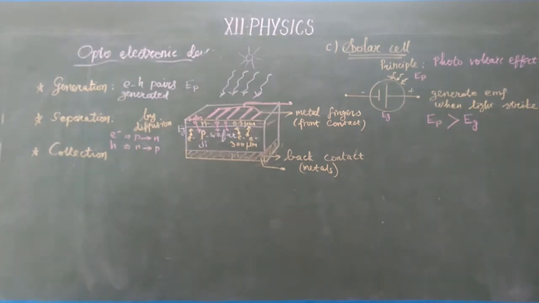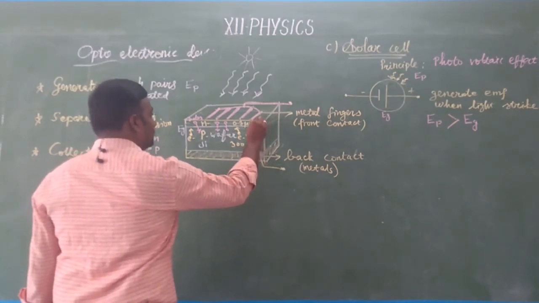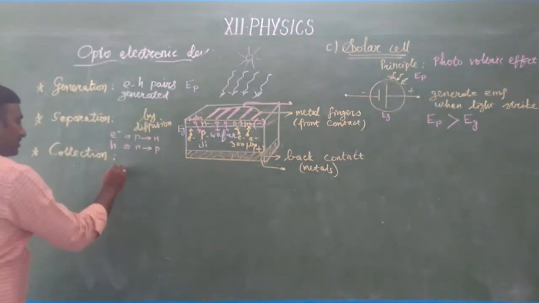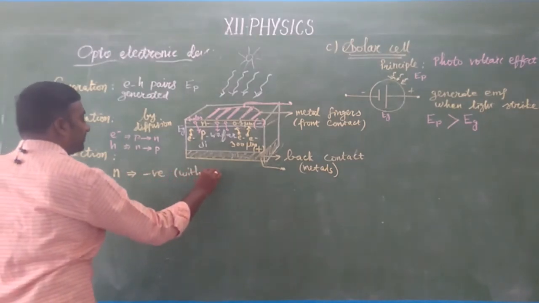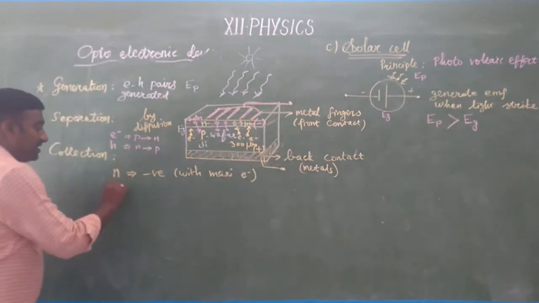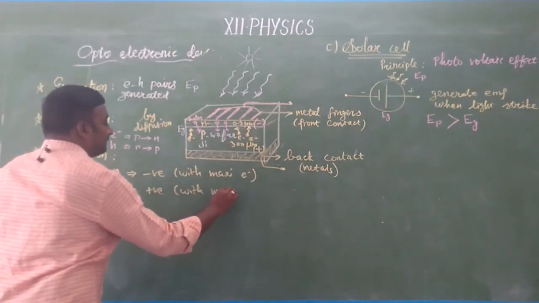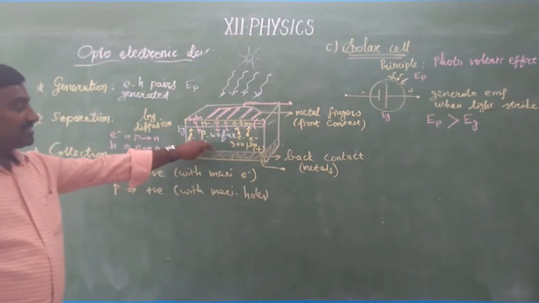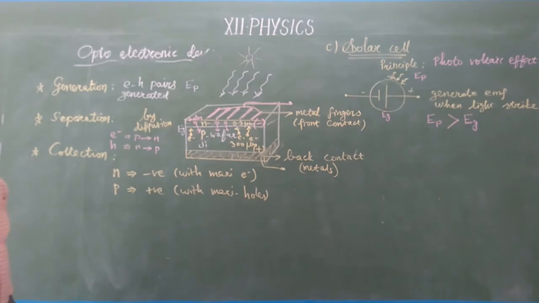So under equilibrium, the N layer should be negative and the P side should be positive. That is called collection. So N is negative with the maximum electrons. At the same time, P should be positive with the maximum holes. So there is a concentration gradient, from which the output is drawn across the terminal.